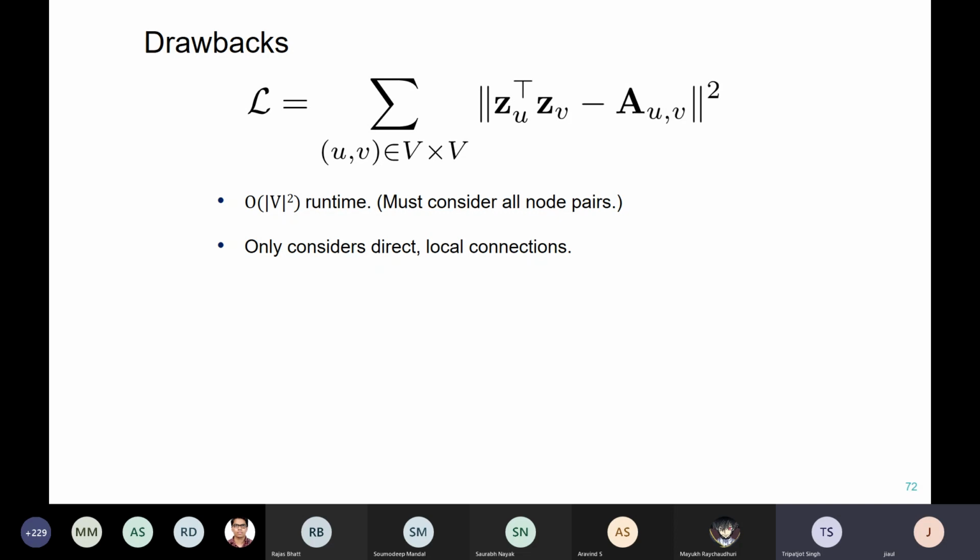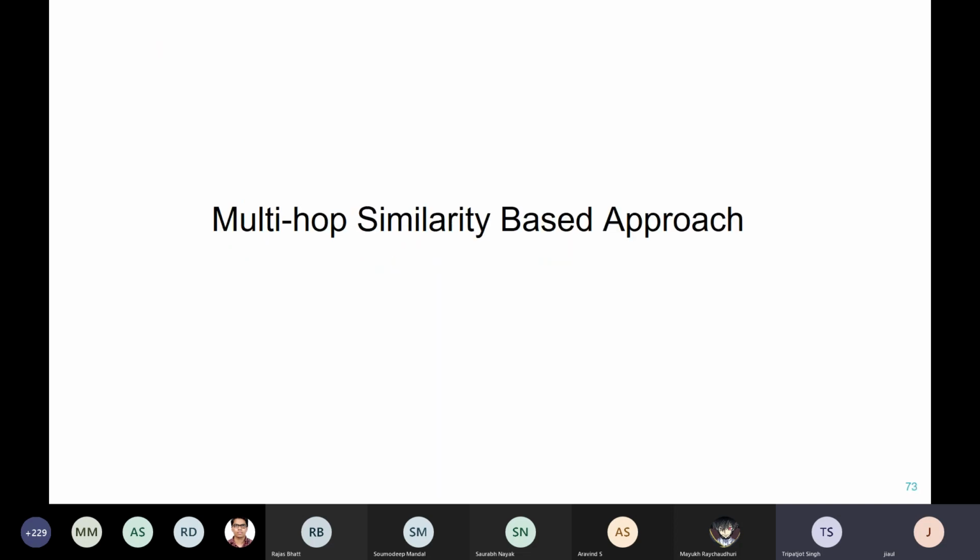So therefore, you are not making use of, for example, the nodes which are a little farther from me. Those nodes can also give some additional information, which we are missing altogether. We are not going beyond the one-hop thing. So these are the two main drawbacks of this particular approach. Now, in order to avoid that, a slight refinement of this previous approach is called the multi-hop similarity based approach.